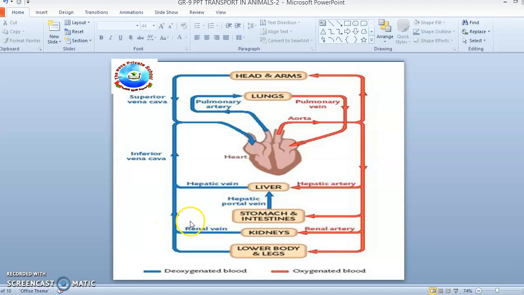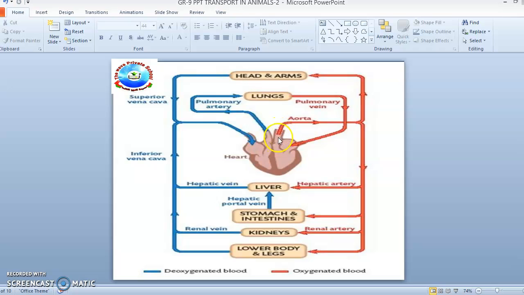So let's continue. By this picture, you can understand which vessel is bringing the blood to the parts of the body and which vessel is taking the blood to the heart. So here you can see these are the two ventricles, two atriums here. This is the four-chambered heart we have. From the aorta, the aorta is taking the blood and giving it to the head and arms.